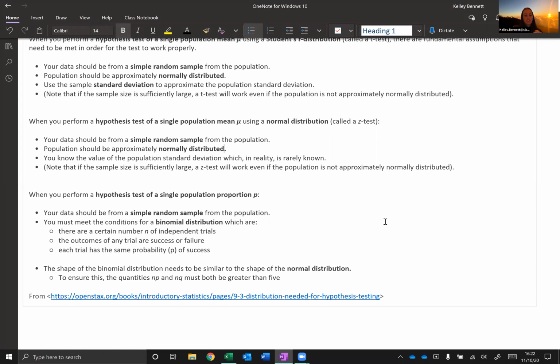The outcomes of any trial are success or failure. Sometimes we think about that as a yes or no question. And then each trial has the same probability of success. And we're going to more or less take that as granted when we do these problems. We also need that the shape of the binomial distribution needs to be similar to the shape of the normal distribution. And the way that we check this is we make sure that n times p and n times q are both greater than 5.